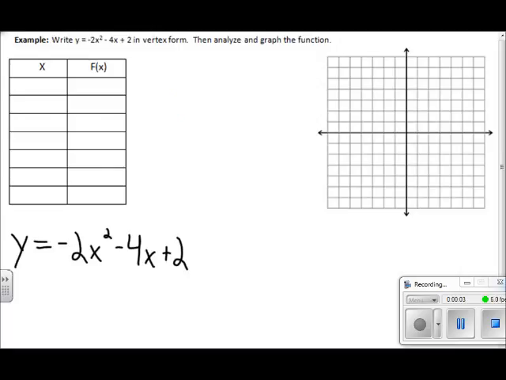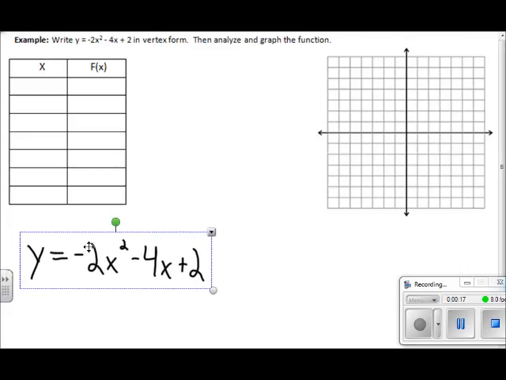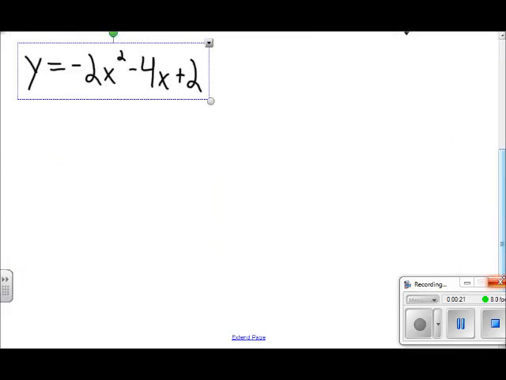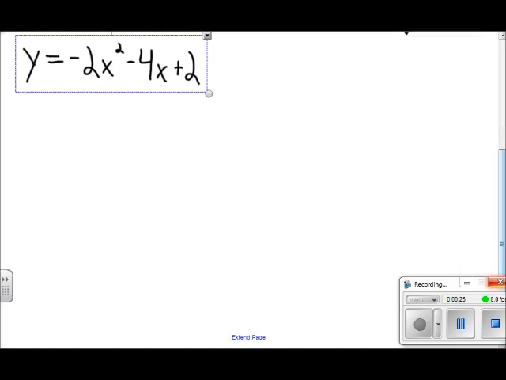Sometimes we're given a function in standard form and asked to put it into vertex form, then analyze and graph the function. So in this case, we have y equals negative 2x squared minus 4x plus 2. So I'm going to give us a little space down here to work with, because we need to get this first into vertex form before we can do anything with it.